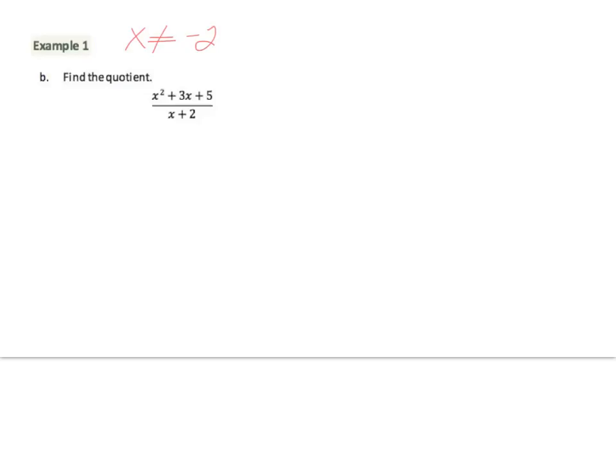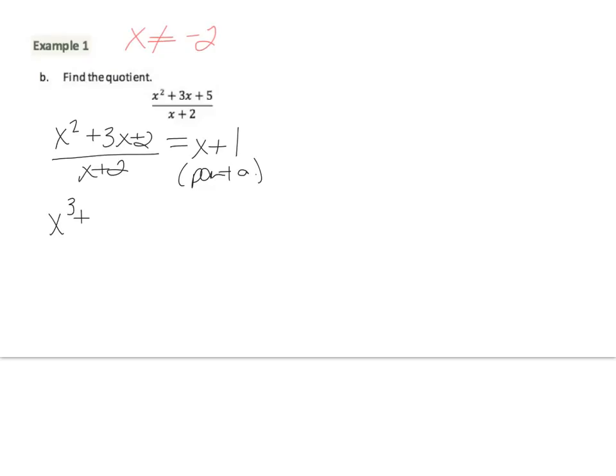We already know the fact that x squared plus 3x plus 2 over x plus 2 equals x plus 1, because we did that in the previous example. That was in part A. So how can we use that information to find x squared plus 3x plus 5 over x plus 2? Since we know that 3 plus 2 is 5, let's use that information to our advantage.